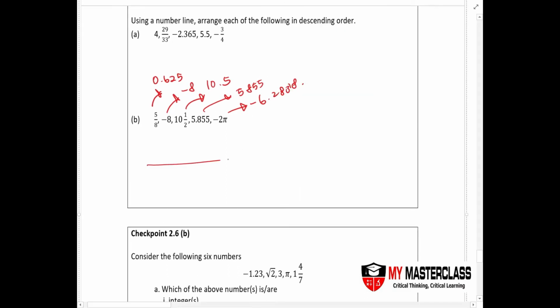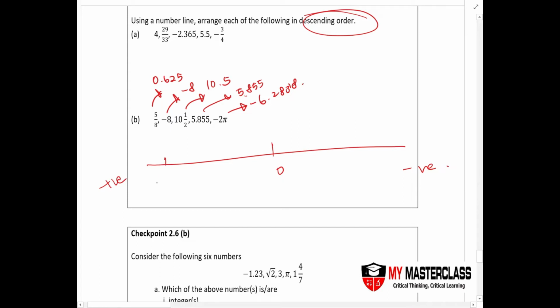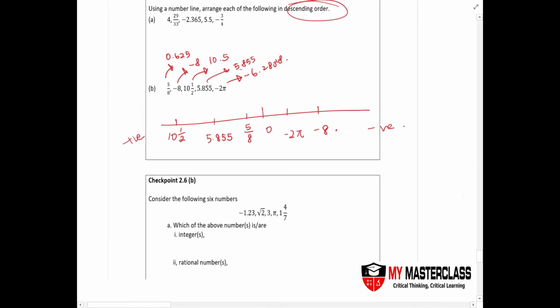So then I will draw my number line. I will note where's the 0, and this is the positive side towards the negative side, because this is in descending order. Which is the highest number in terms of its value? I'll have 10.5, so I have 10 and 1 over 2. If you write 10.5, you will also be penalized, so please take note. Then I have 5.855, then I have 0.625, which is 5 over 8 here, and then I have negative 2 pi, and finally negative 8. So this would be your order.